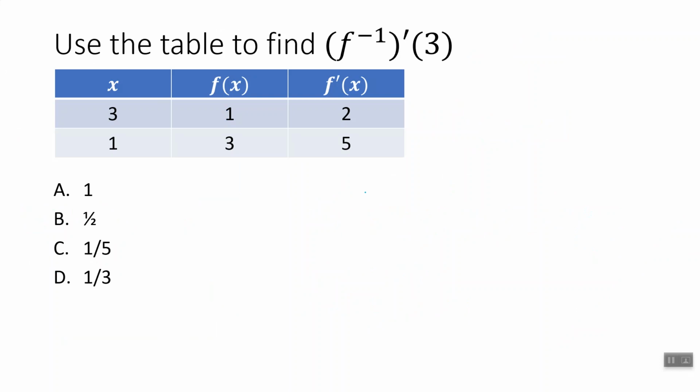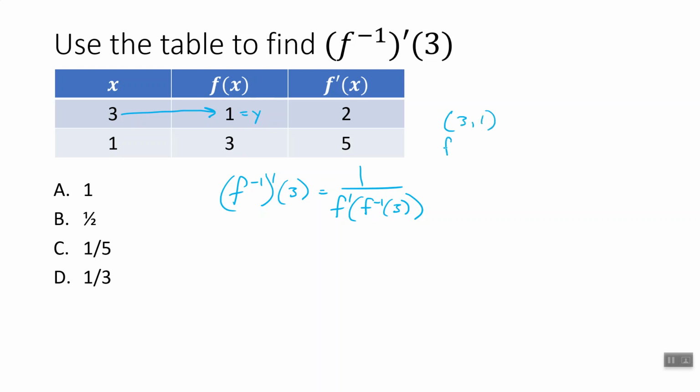All right. So can we do this now from a chart? So we're going to follow the formula here. F inverse prime of 3 equals 1 over f prime of f inverse of 3. We want to see what's the y value here. Then we want to know what's the function there. So what's the y value at 3? Well, it looks like it's 1. So that means (3, 1) is a point, or f of 3 equals 1, or 3 equals f inverse of 1.